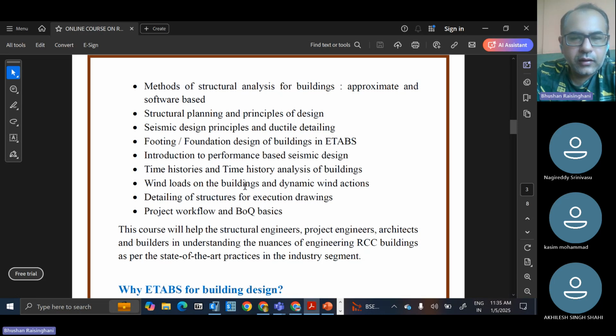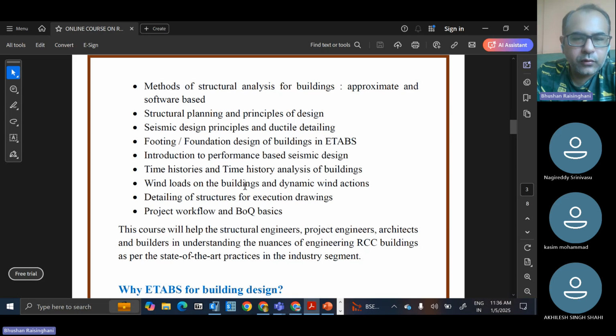So wind loads on buildings and dynamic wind effects using the spectrum method. We will go through that. Detailing of structures for execution drawings: what detailing standards should be maintained, what our drawing outcome should be. So all those things we will discuss in detail.